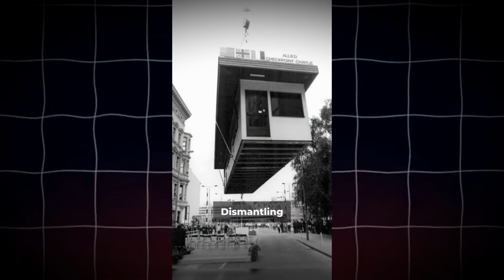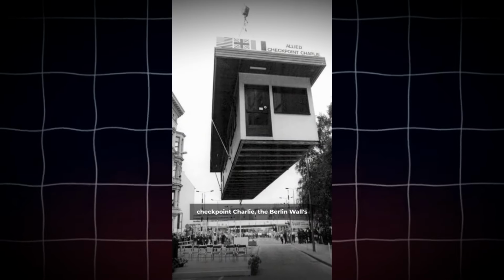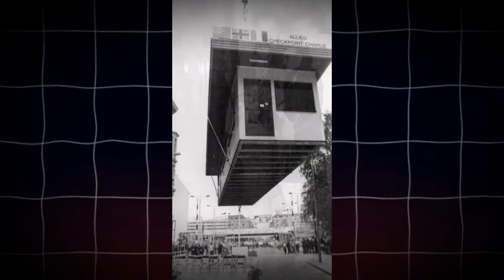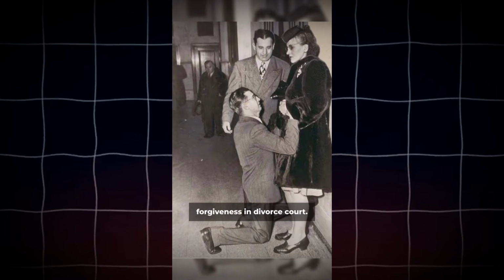Historical photos you've never seen before. Dismantling Checkpoint Charlie, the Berlin Wall's most famous crossing, 1990. Man begging for wife's forgiveness in divorce court.